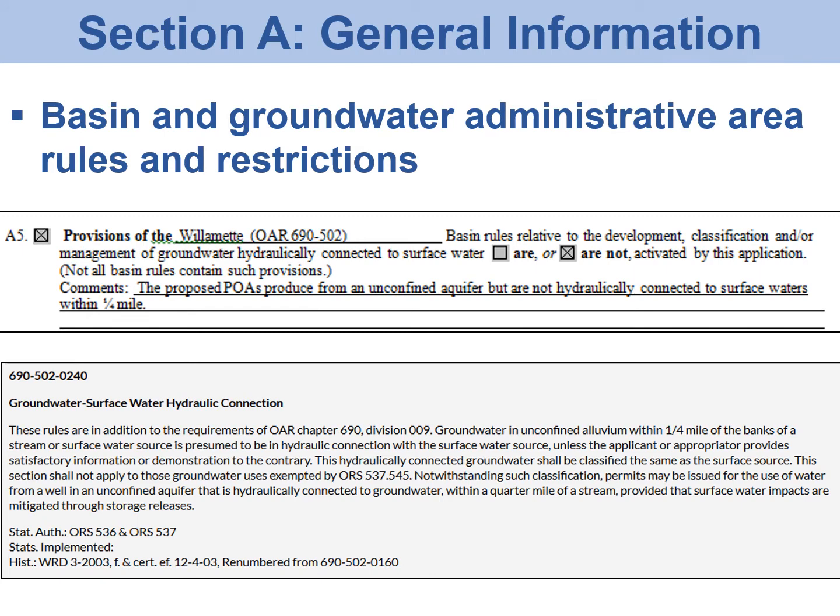Lastly, in Section A, we take a look at the basin and groundwater administrative area, any potential rules or restrictions. In this example, we've called out the Willamette Basin Plan as the governing plan, but then marked that the provisions of this plan are not activated by this application because the proposed wells are in the unconfined alluvium and we don't have any specific rules or restrictions on that aquifer. If this were a different example where the wells were targeting the Columbia River basalt a little bit further north in the valley, then that would have activated the rules, potentially depending on the geographic location.